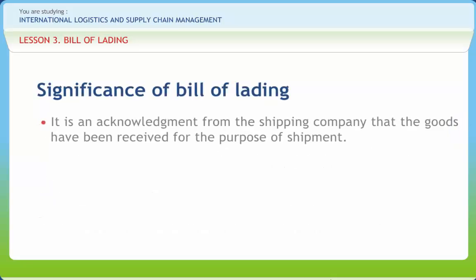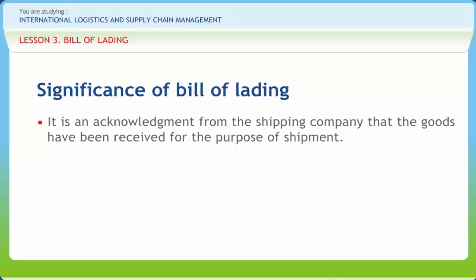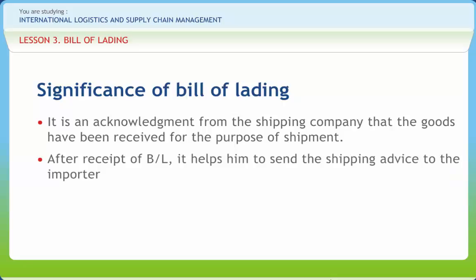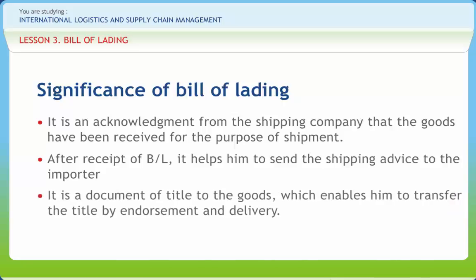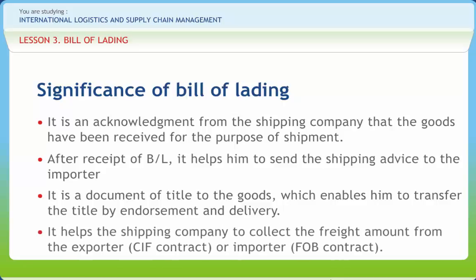It is an acknowledgment from the shipping company that the goods have been received for the purpose of shipment. After receipt of B/L, it helps him to send the shipping advice to the importer. It is a document of title to the goods which enables him to transfer the title by endorsement and delivery. It helps the shipping company to collect the freight amount from the exporter, CIF contract, or importer, FOB contract.